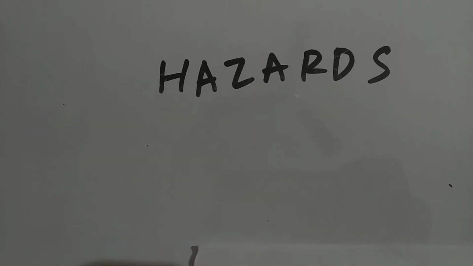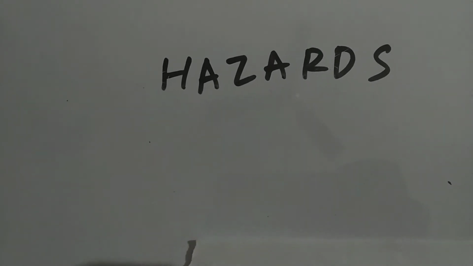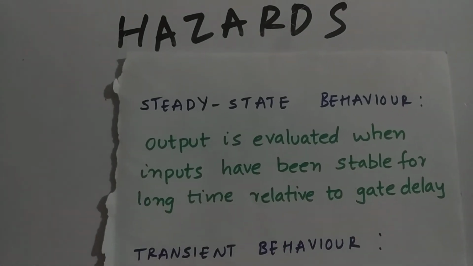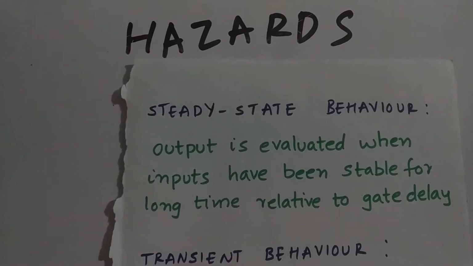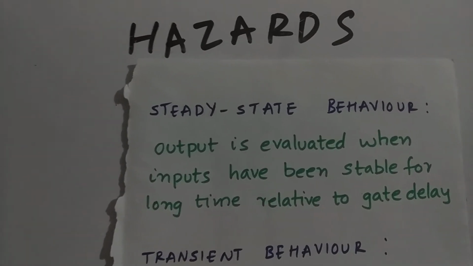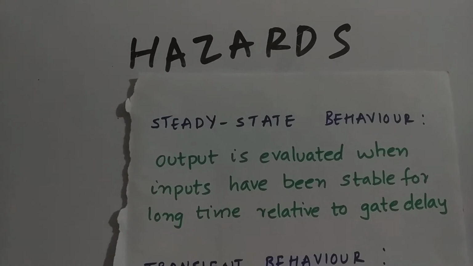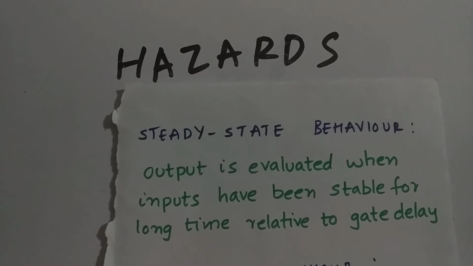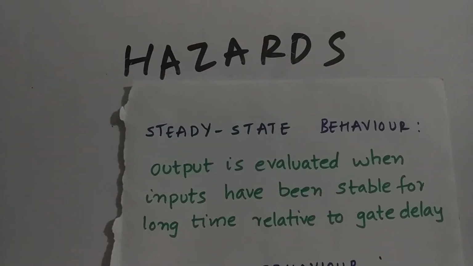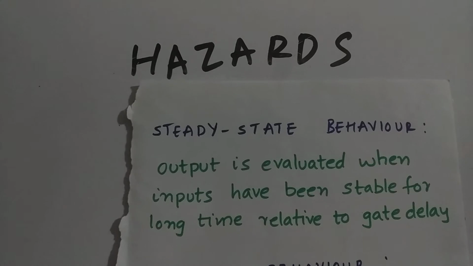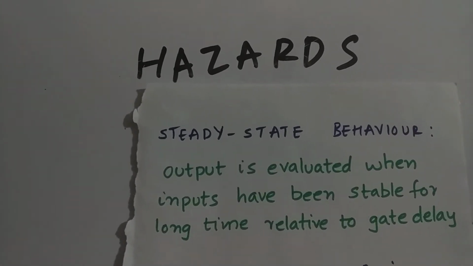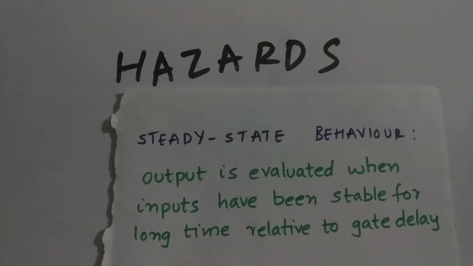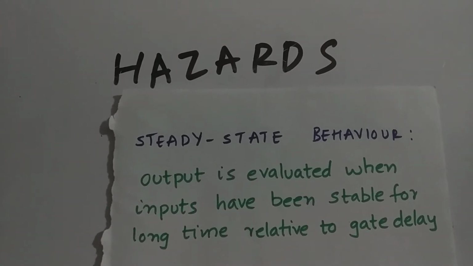Before going to hazards, I want you to know these three crucial terms. The first term is steady state behavior. Steady state behavior is when the output of a combinational circuit is evaluated when the inputs have been stable for a long time relative to the gate delay. That means the input we are giving is stable, so the output will also be stable. That's what we have been using till now. In steady state we won't get any glitches and hazards, okay?